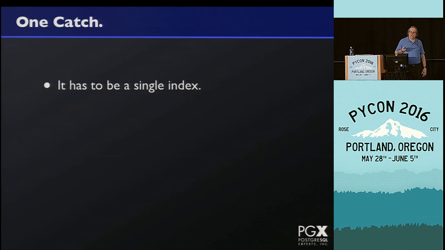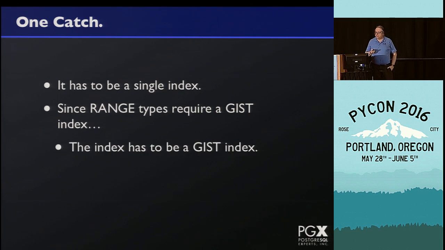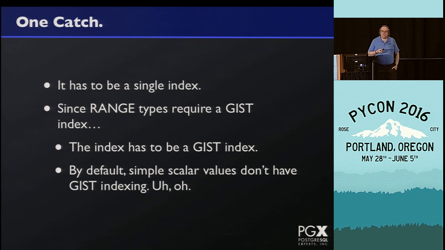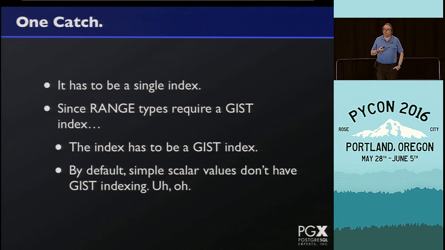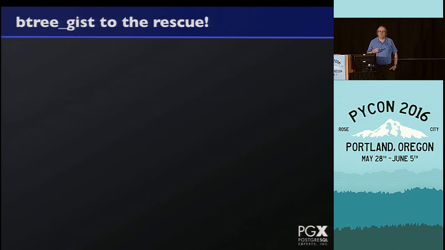So there's one catch: it all has to be in one single index, which means if range types support a gist index, that index has to be a gist index. But the problem is one of the constraints was on room number, or room code, whatever we want to call it. But by default, these don't support gist indexing. So it's like, oh, well, I just told you this great feature, and now you can't use it, right? Well, there is a way of using it.